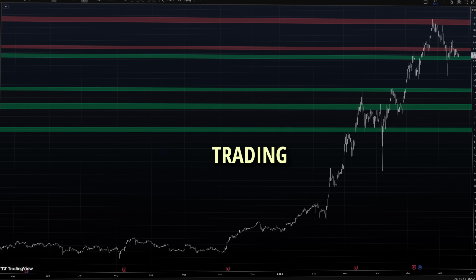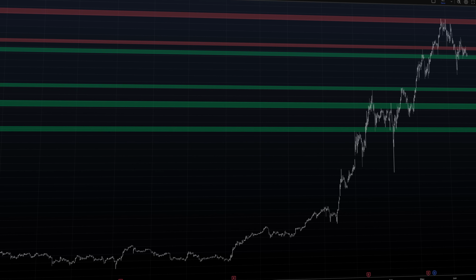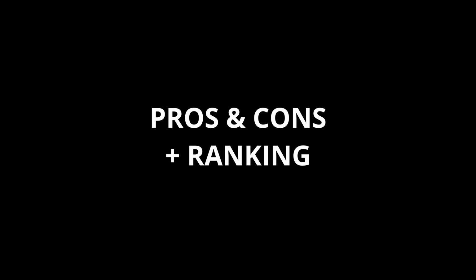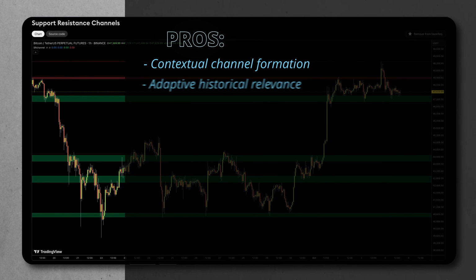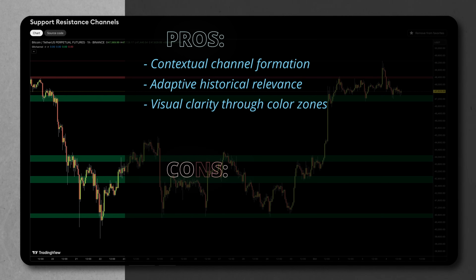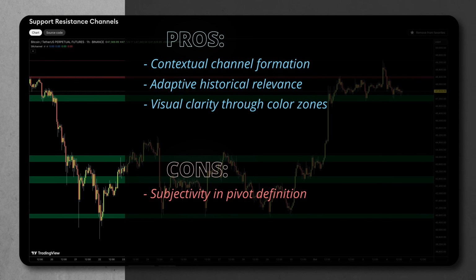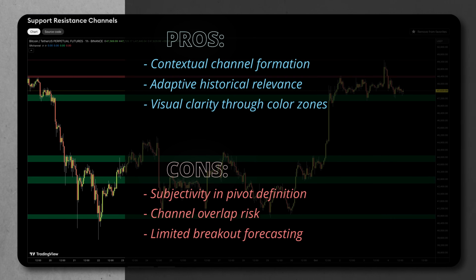Strategies could involve trading rejections within channels or confirming breakouts with the built-in alert logic for broken support or resistance. Pros: contextual channel formation, adaptive historical relevance, visual clarity through color zones. Cons: subjectivity in pivot definition, channel overlap, risk-limited breakout forecasting.